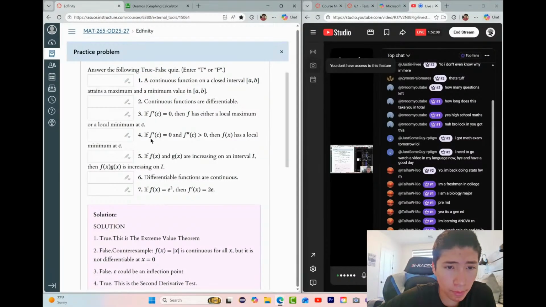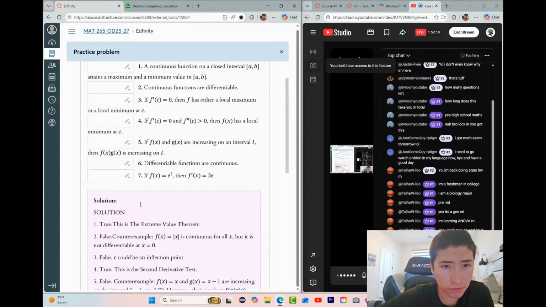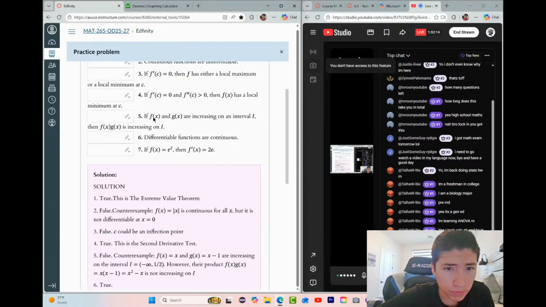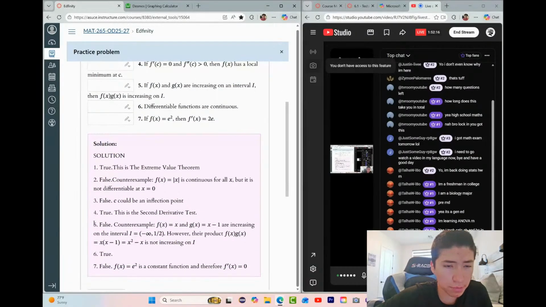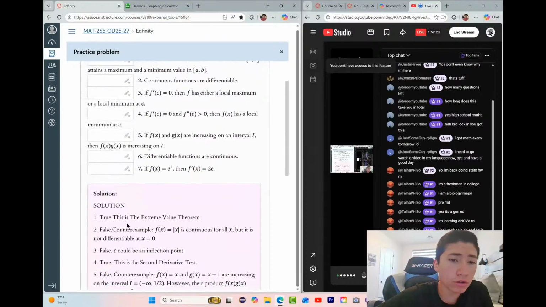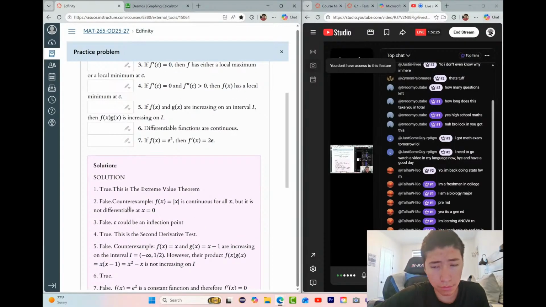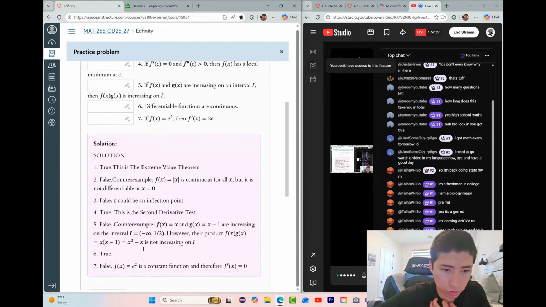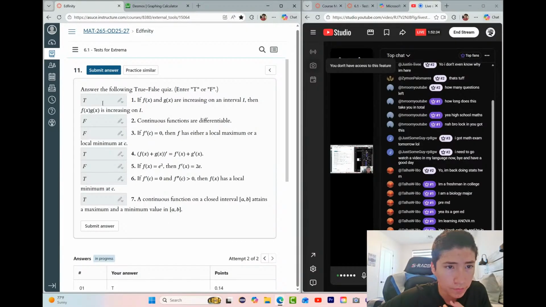If f'(c) equals 0, that's the second derivative test. Oh, that's right. And then increasing. Oh, so that's probably the one I got wrong. Differentiable functions are continuous. Oh, so differentiable functions are continuous, but not all continuous functions are differentiable. Gotcha. So this is false. This is good.